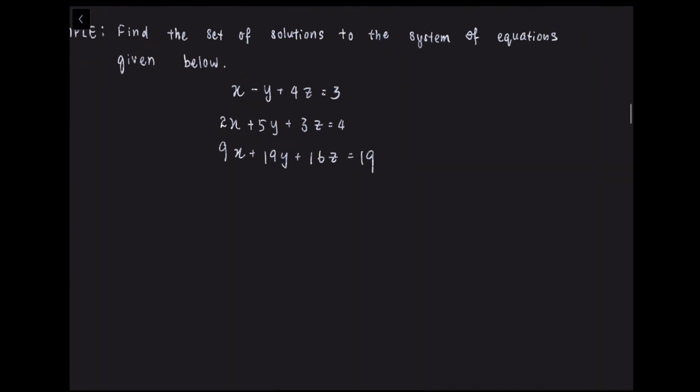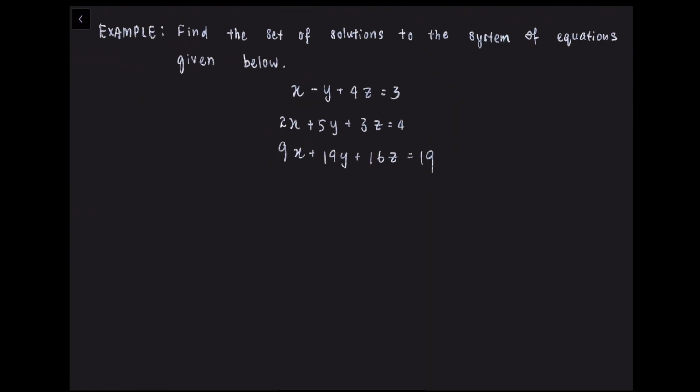Okay, let us take a look at this example. We want to find the set of solutions to the system of equations given below. So x minus y plus 4z equals 3, 2x plus 5y plus 3z equals 4, and 9x plus 19y plus 16z equals 19. So we are going to put this into a matrix form.